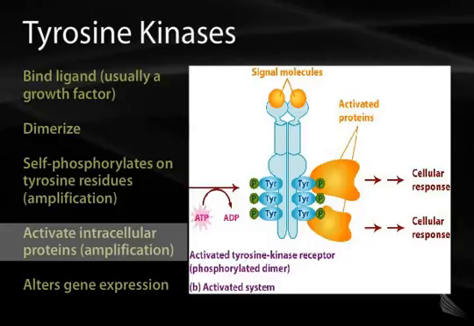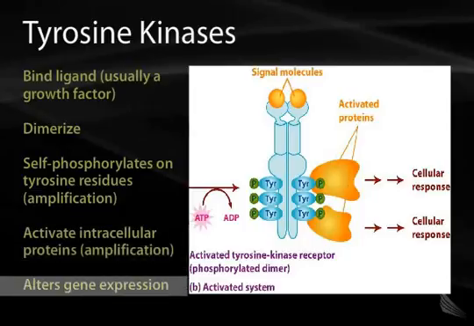It's important to remember that the end result of activation of tyrosine kinases is typically the alteration of gene expression. Again, typically it is growth factors that interact with tyrosine kinases, and the end product usually is the activation of a transcription factor to alter the expression of a particular population of genes.